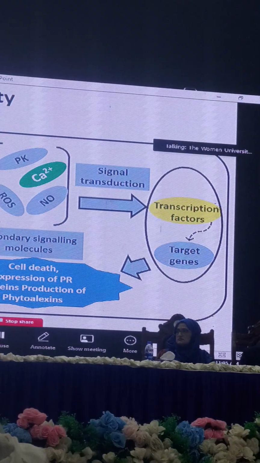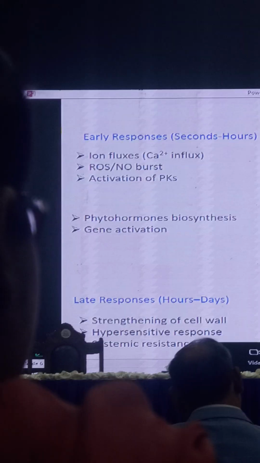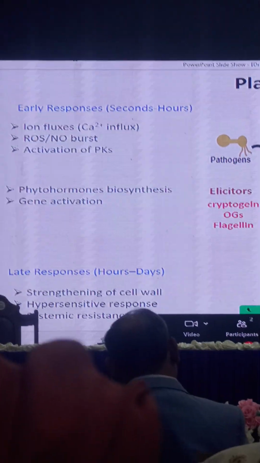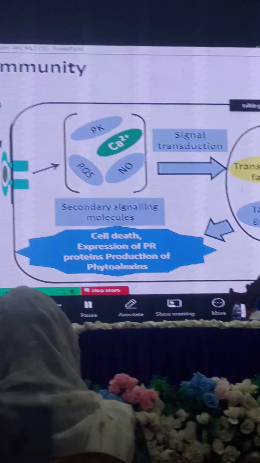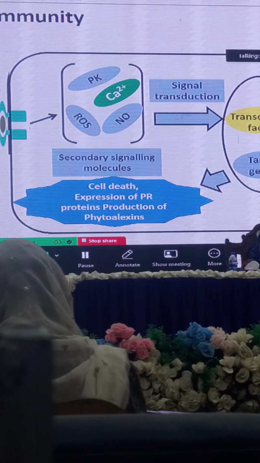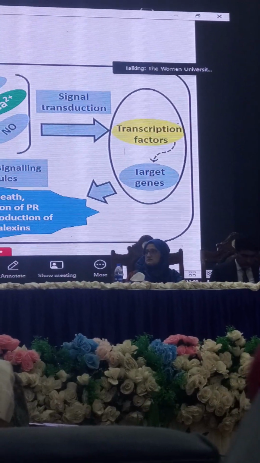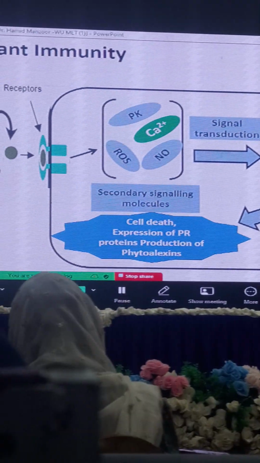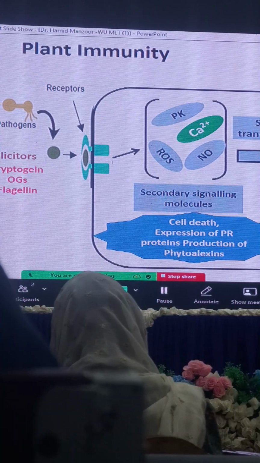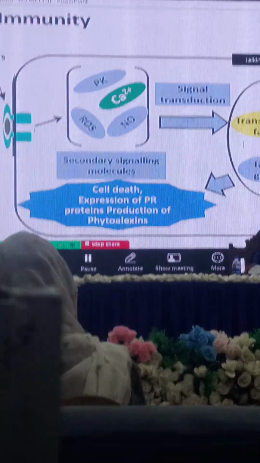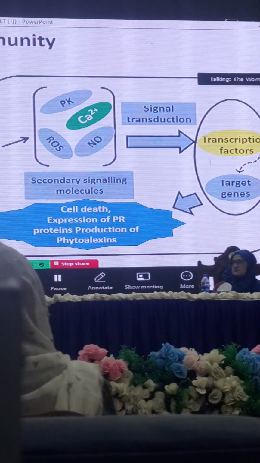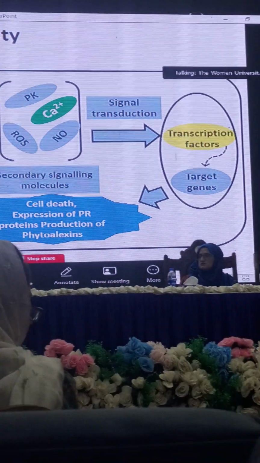Some are very early responses that start within seconds of the perception of the signal, when the pathogen attacks the plant. Within seconds, the signaling cascade starts in the plant. And among those early signals, there are fluxes of ions, calcium ions, production of reactive oxygen species, nitric oxide burst, activation of protein kinases, then phytohormone biosynthesis.